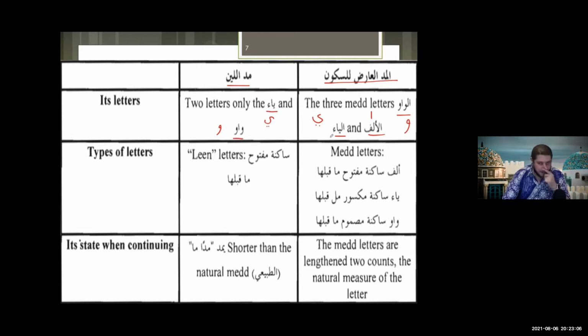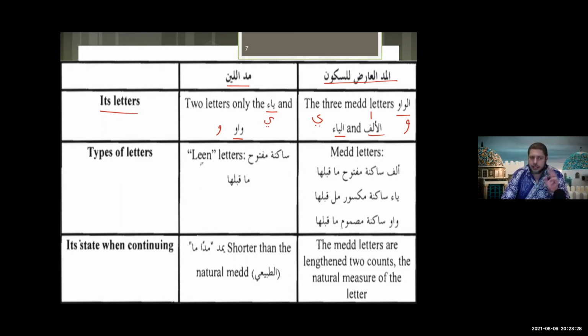Okay. So this is the first comparison, the letters of the med. So far so good in the comparison between last week's and this week's med. Are you still with me? Yes, inshallah. All right. So these are the first object of comparison.